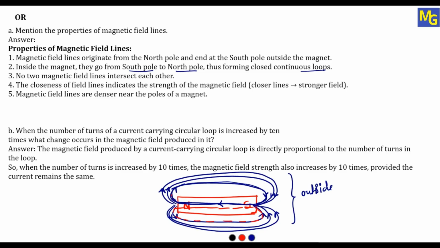See, this line will be different, this line will be different. For example, if this is a magnet and this is the first magnetic field line, the second cannot be like this. They will never intersect, remember.